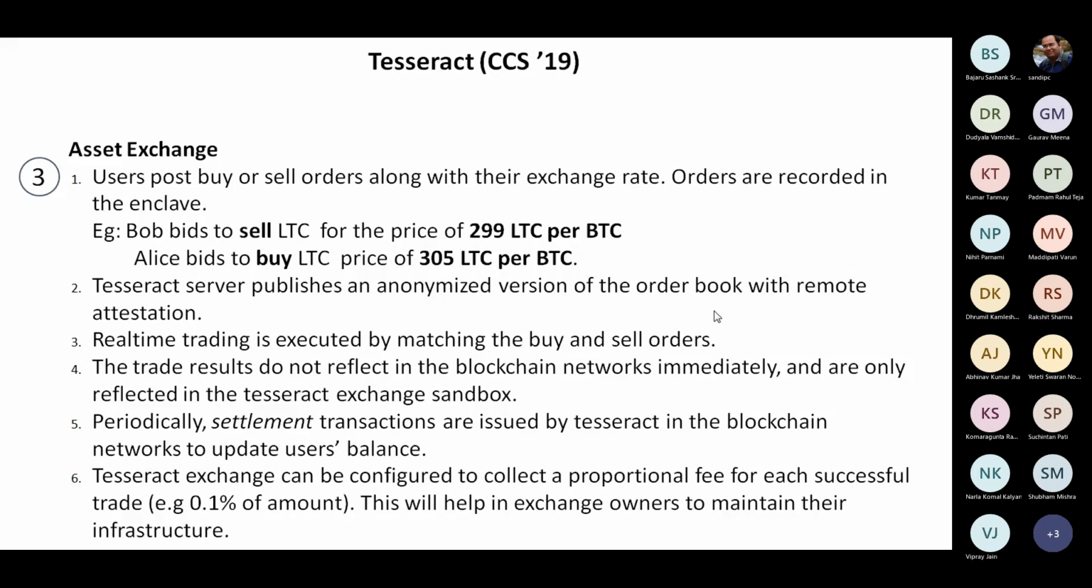And of course, the Tesseract will have to sustain itself. So it will collect a proportional fee for each successful trade, something like whatever percentage. That would help the exchange owners to maintain and upgrade their infrastructure. So that is how the asset exchange actually works.